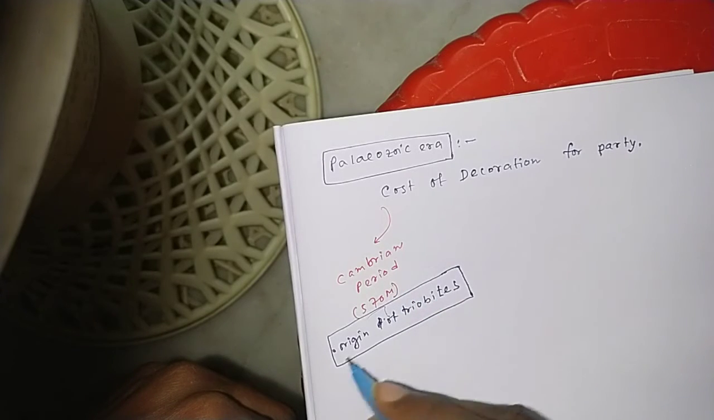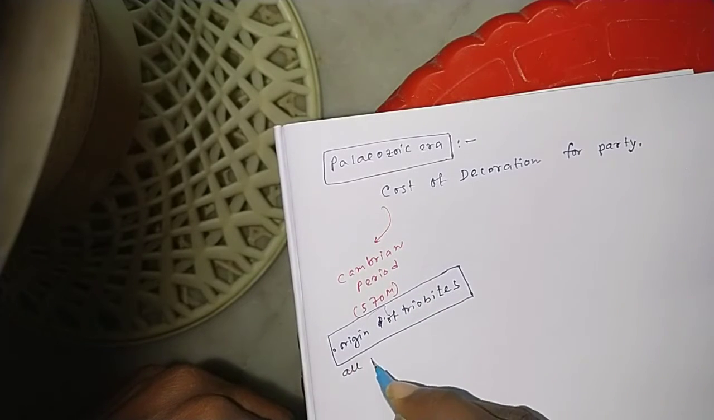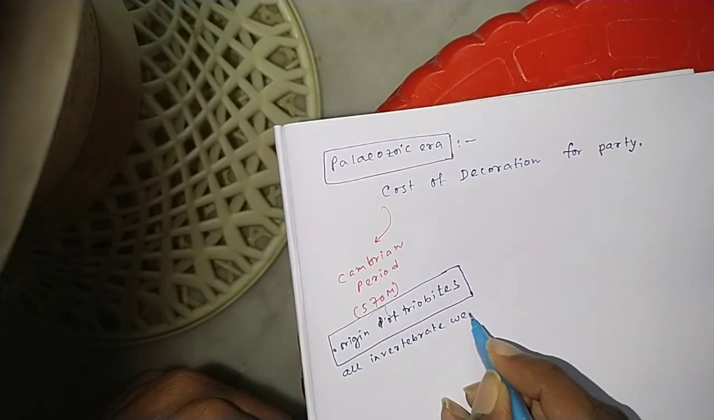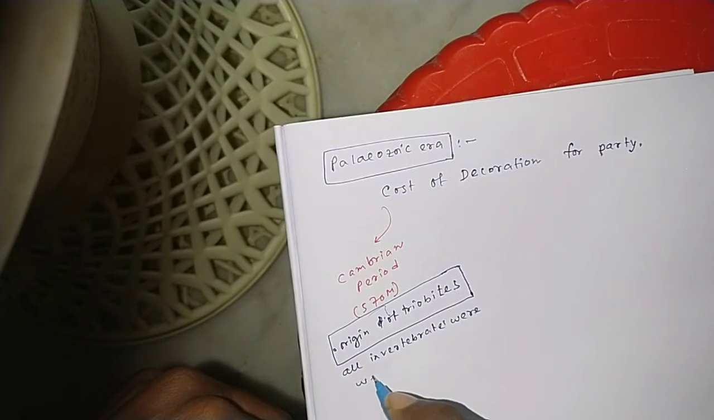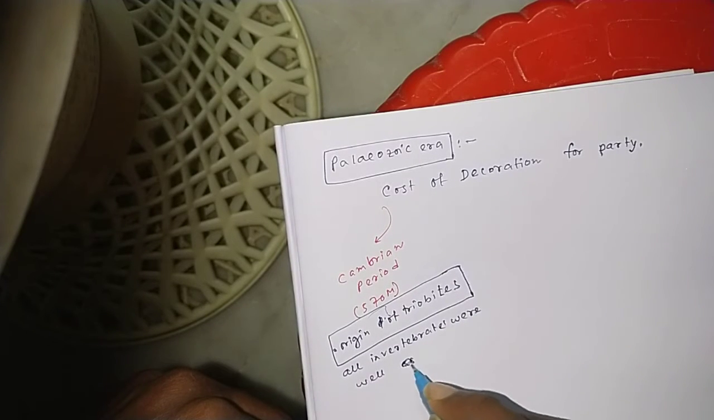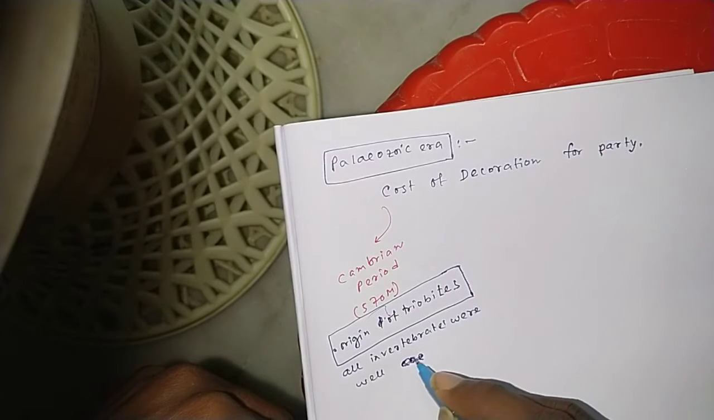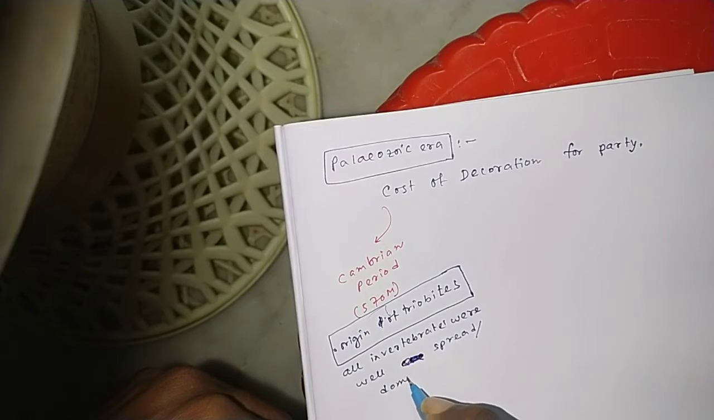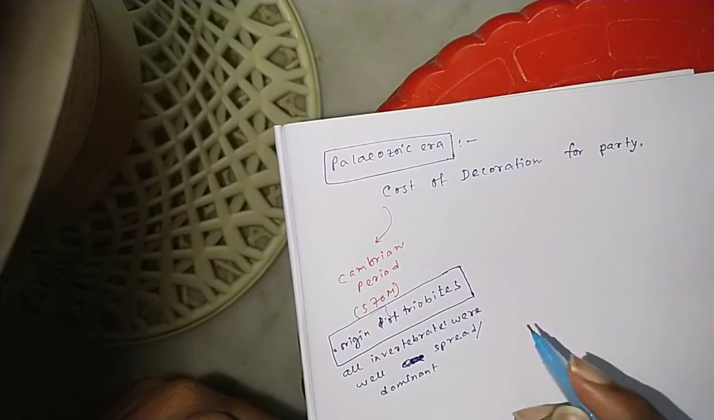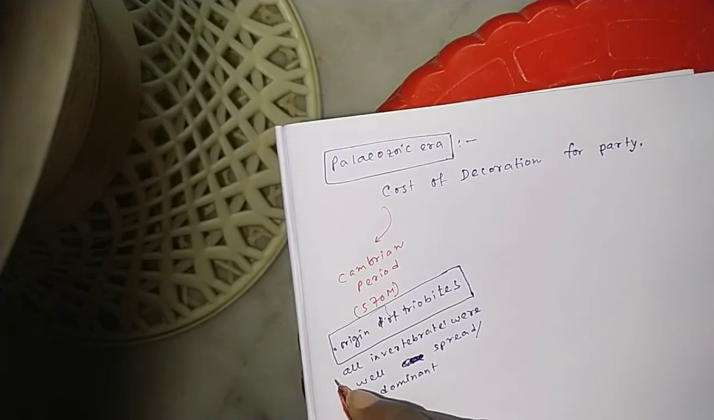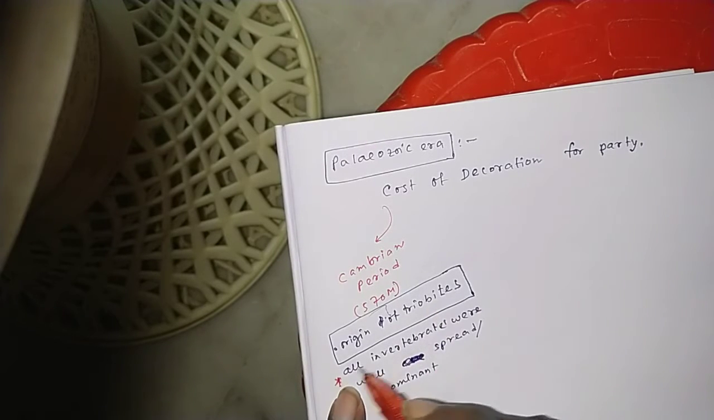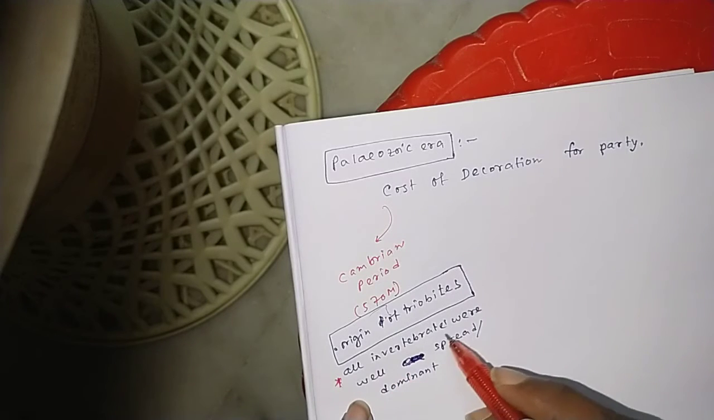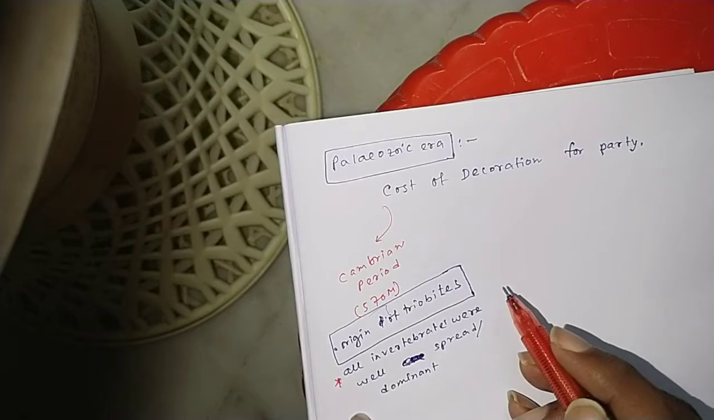Okay, so you can say all invertebrates were well established or well spread, or you can say dominant. Okay, so this is very important. The main important events are origin of trilobites and the dominance of invertebrates, and that's very easy to remember.